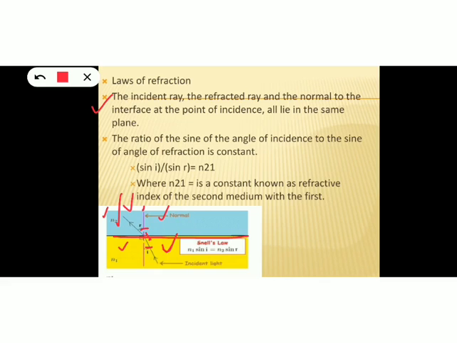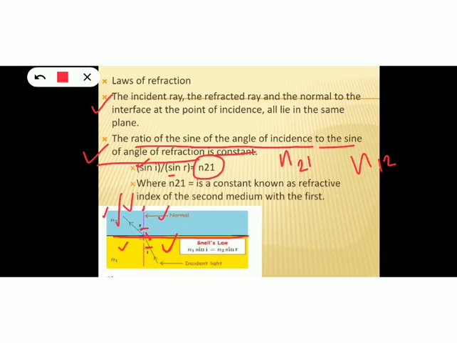And the second law of refraction states that the ratio of the sine of the angle of incidence, that means sin i, to the sine of the angle of refraction, that is sin r, is a constant. That is, sin i by sin r equals a constant, and that constant is nothing but n21. This n21 is known as the refractive index of the second medium with respect to the first medium. So n21 means refractive index of the second medium with respect to the first medium, and n12 means refractive index of the first medium with respect to the second medium.